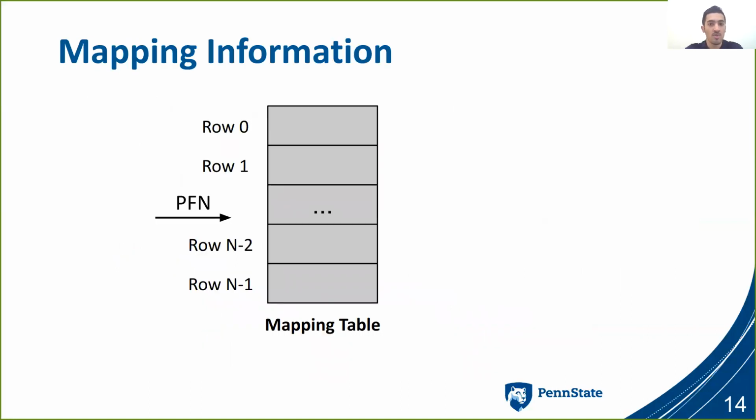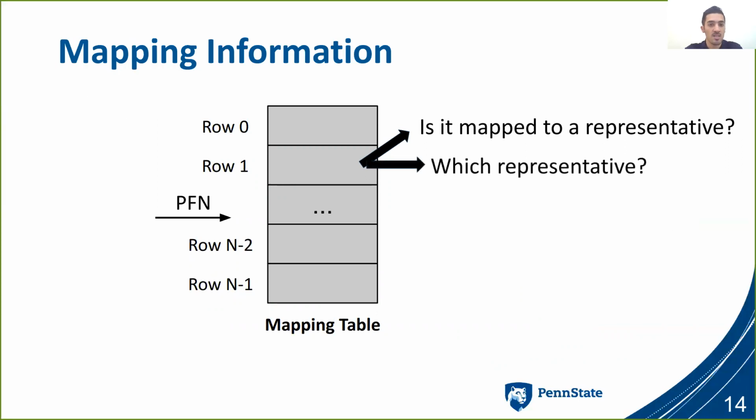One of the main pieces of information that we need to keep track of is the mapping status of each row in memory. For each row, we should know whether it is mapped to a representative row or not, and if yes, which representative row it is mapped to. In addition to this, we store another piece of information: whether a row is 0 or not. And if it is 0, we can just send the data to the computing elements without even accessing DRAM.